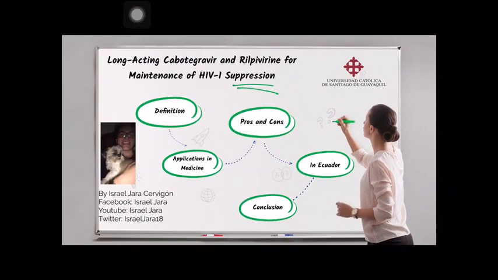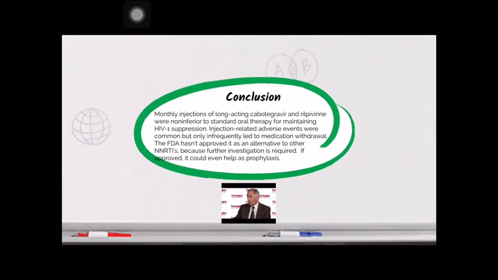Now we have the conclusion. Monthly injections of long-acting Cabotegravir and Rilpivirine were non-inferior to standard oral therapy for maintaining HIV suppression. Injection-related adverse events were common but only infrequently led to medication withdrawal. The FDA hasn't approved it as an alternative to other NNRTIs because further investigation is required. If approved, it could even help as prophylaxis.